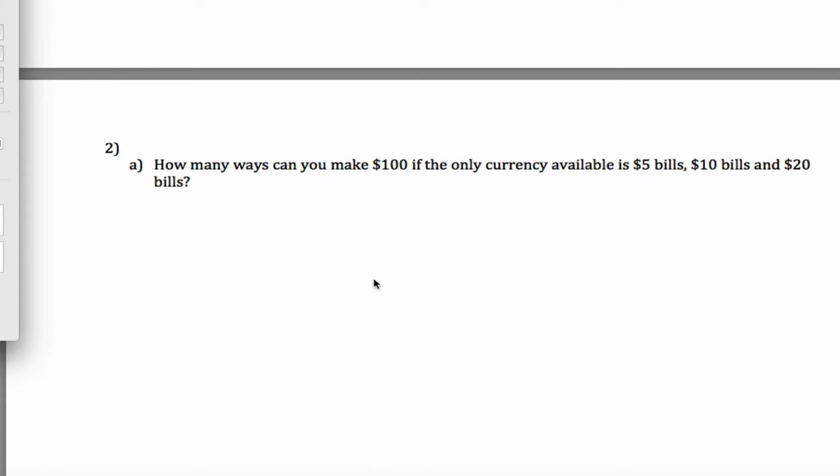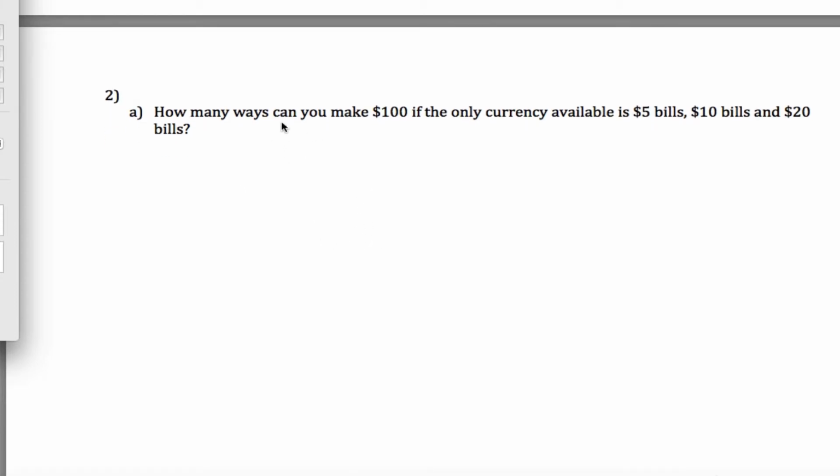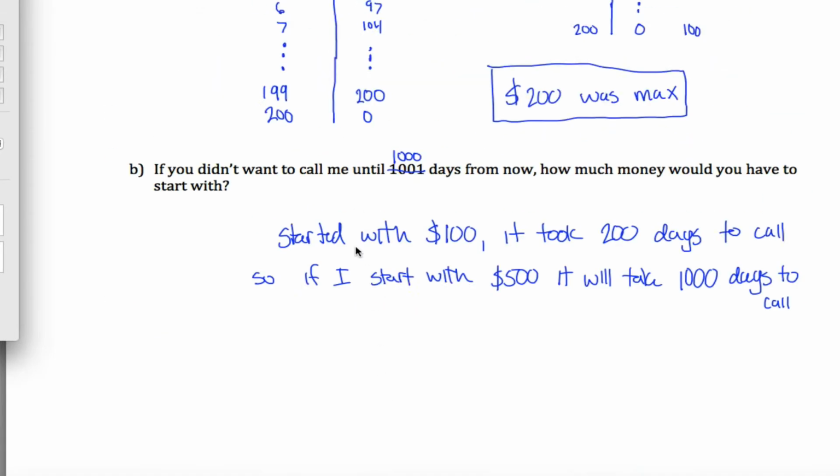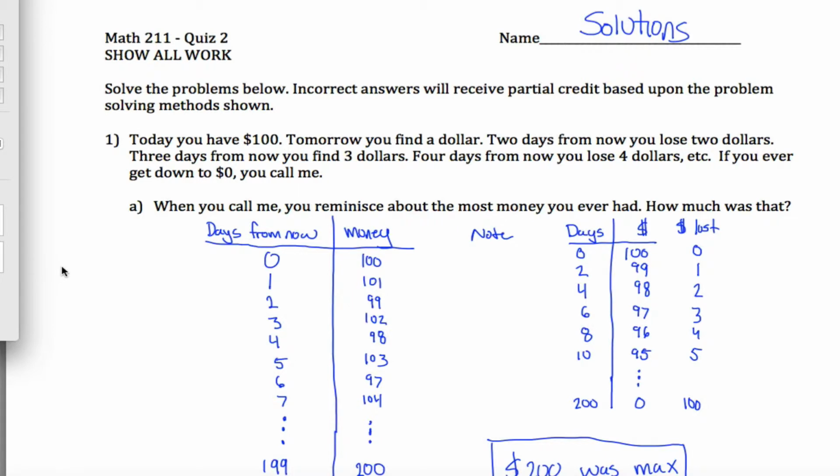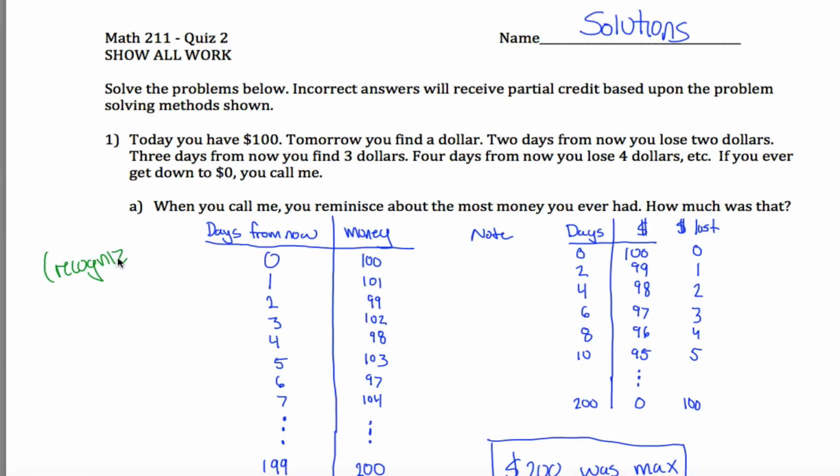So, all right, the money problem. I guess I should do the money problem in green. That would make sense. It says, how many ways can you make $100 if the only currency available is $5 bills, $10 bills, and $20 bills? Maybe I should even write that up here. What I had in mind was recognize a pattern.